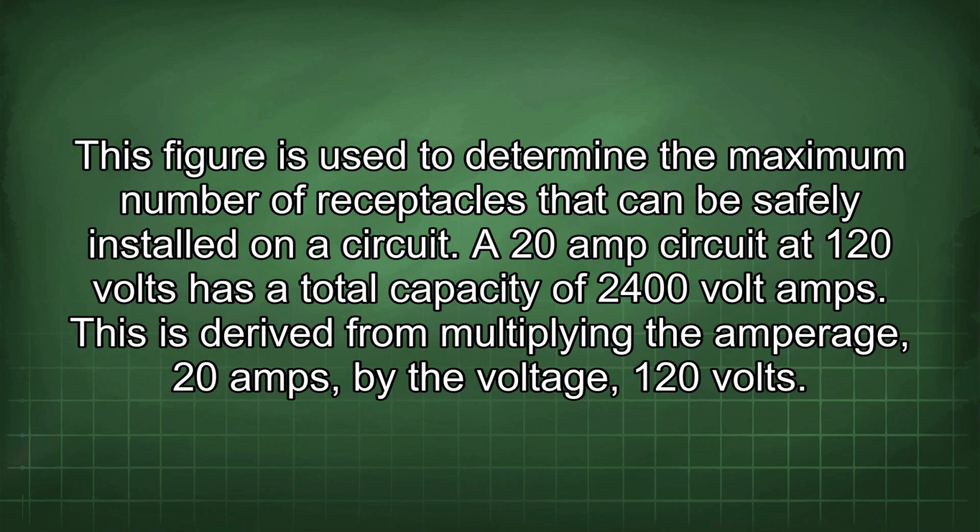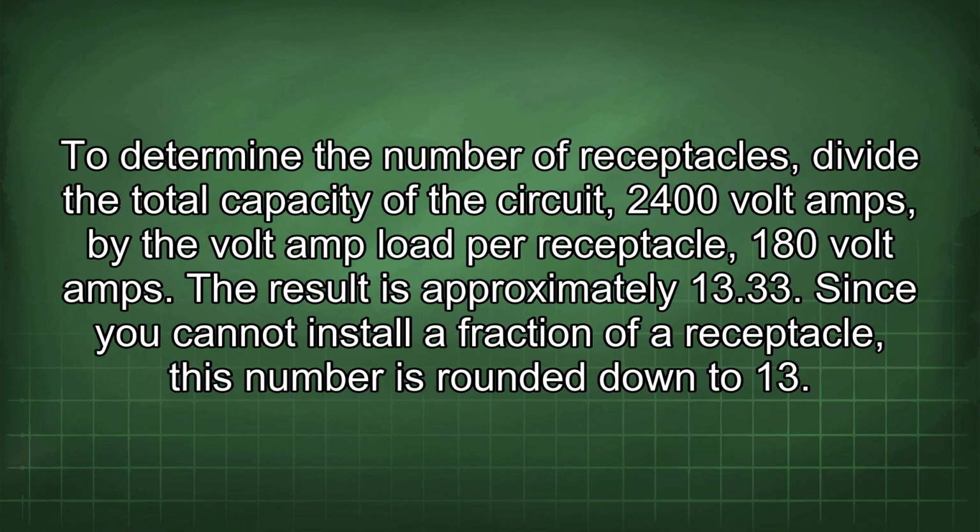A 20 amp circuit at 120 volts has a total capacity of 2400 volt amps. This is derived from multiplying the amperage, 20 amps, by the voltage, 120 volts. To determine the number of receptacles, divide the total capacity of the circuit, 2400 volt amps, by the volt amp load per receptacle, 180 volt amps. The result is approximately 13.33. Since you cannot install a fraction of a receptacle, this number is rounded down to 13.